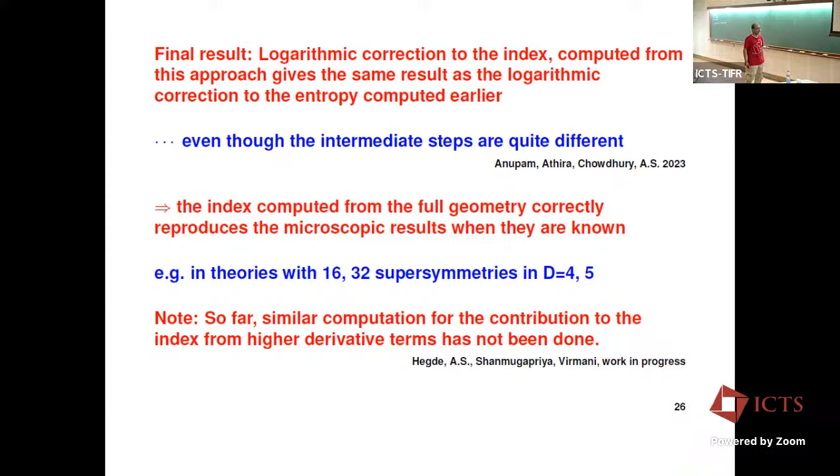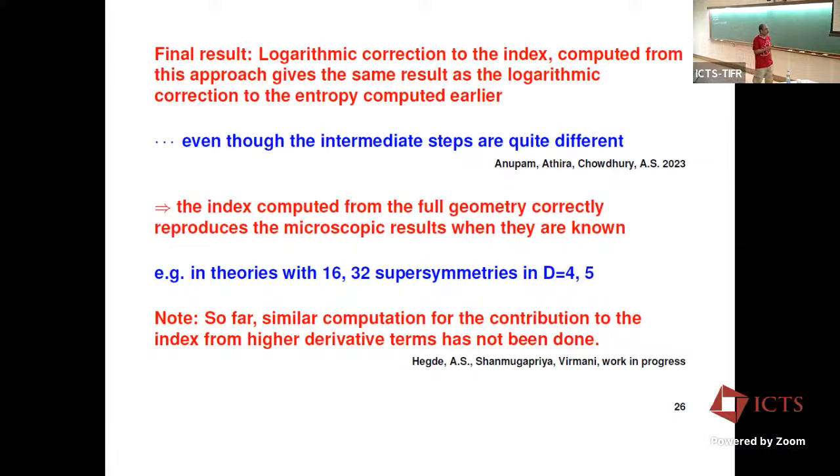There is a wealth of possibilities for N equal to 2 supersymmetric theories in 4 dimensions, because there are lots of black holes that one knows, but for none of them the microscopic results have been analyzed. Once the microscopic results are available, we can go ahead and test whether the agreement continues in that case.